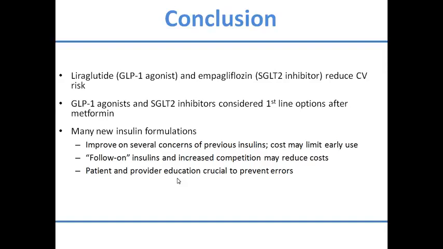So liraglutide and empagliflozin reduce cardiovascular risk. GLP-1 agonists and SGLT2 inhibitors are considered first line options after metformin. This is going to happen, not soon, but in the near future. Many new insulin formulations are coming up, but cost is the problem. SGLT2s are readily available and cheap, but these newer drugs are very expensive and not readily available. Our patients are getting these from Dubai. And the new formulations of insulin are also not readily available.